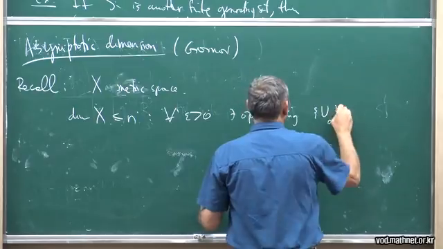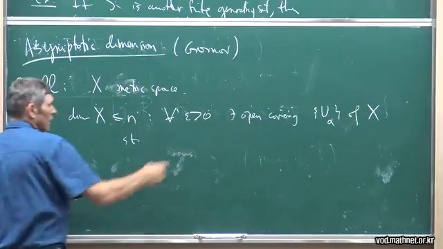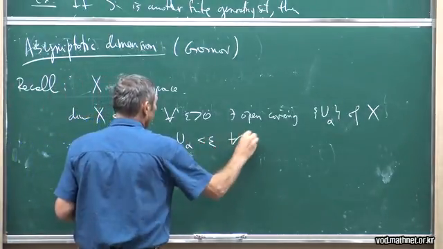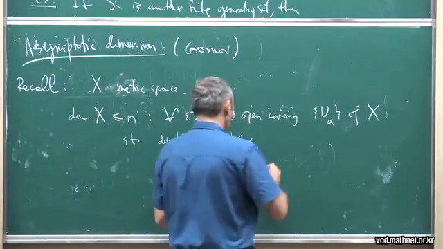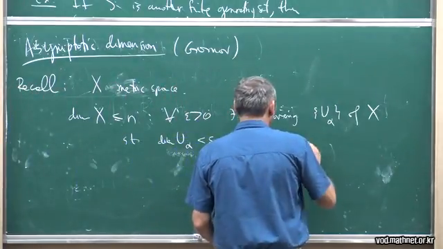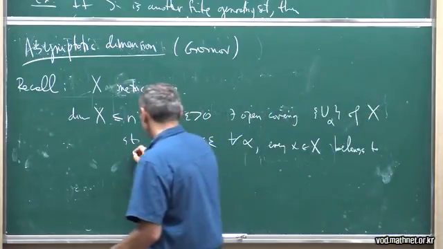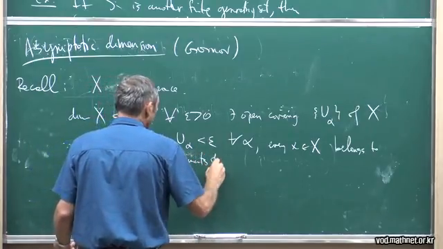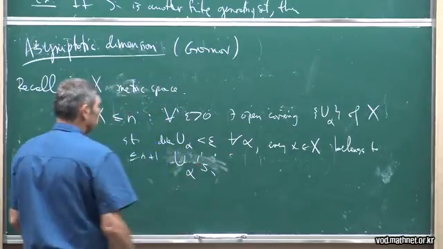say U alpha of X, so that first of all the sets are epsilon small, so the diameter of U alpha is less than epsilon for every alpha, and so that every point of the space belongs to at most n plus 1 elements of U alpha. So every x in X belongs to less than or equal to n plus 1 elements of the cover. Okay?